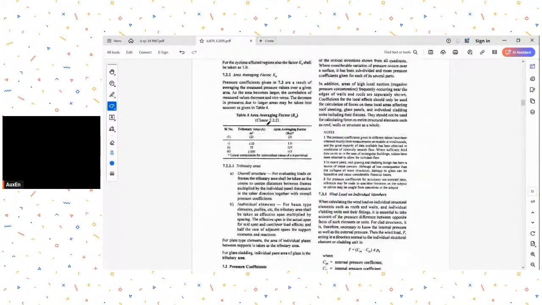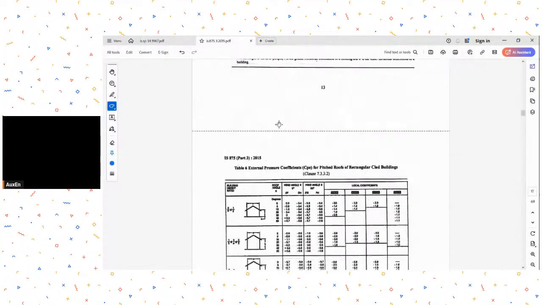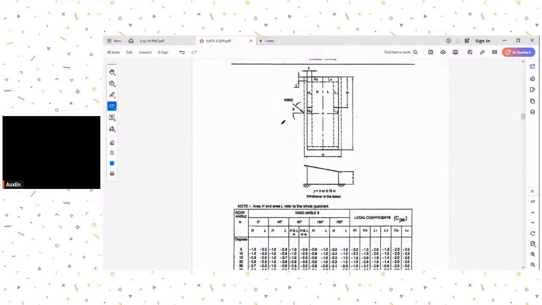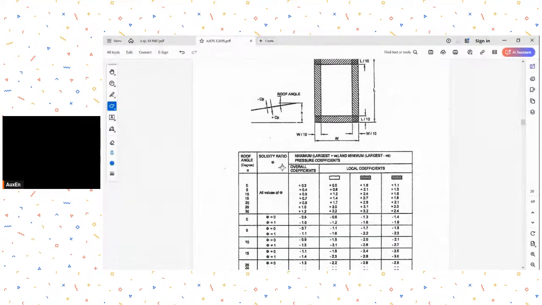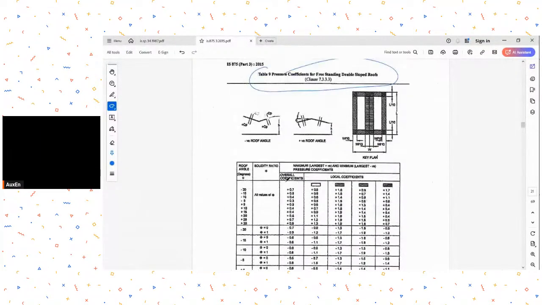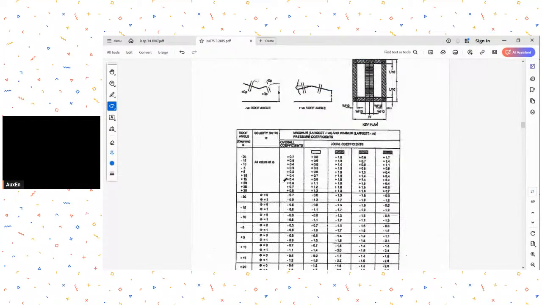Just a minute, where is it? Table 9. Yeah. So this is table 9, and our case will be this. How to use this table? Our case will be this. Now solidity ratio: because everything is covered by sheeting, whatever is the total available area, all of that is covered. So you are getting a solidity ratio of 1.